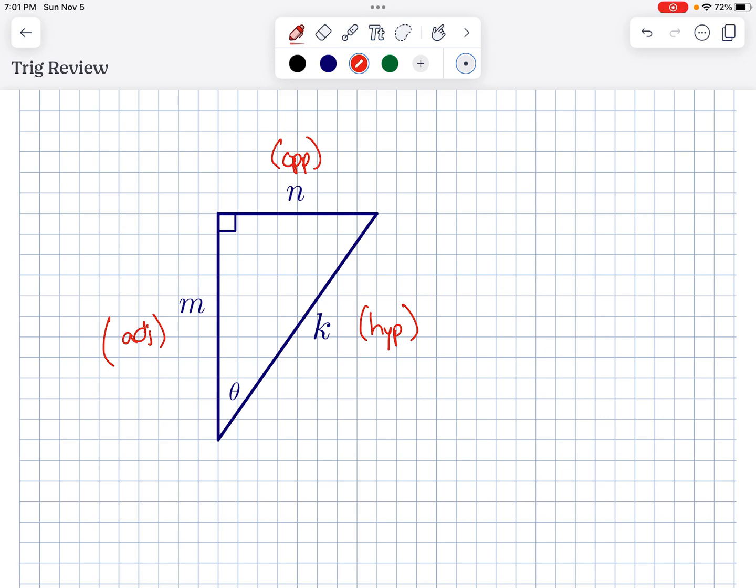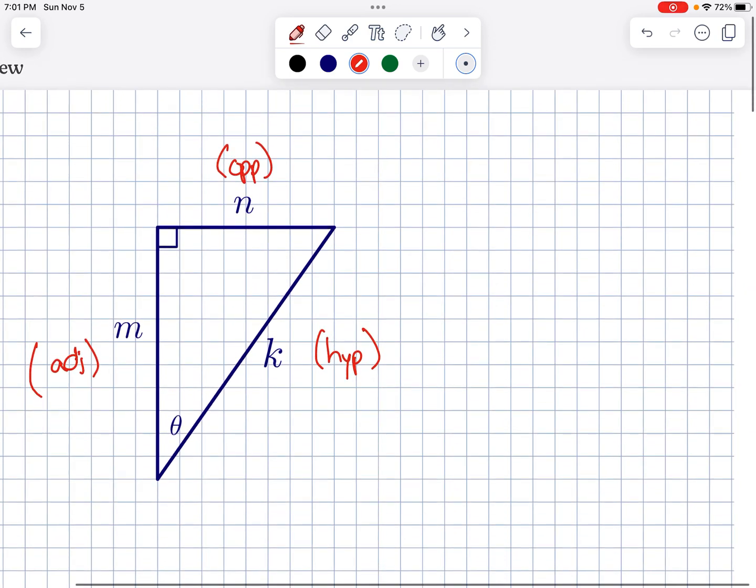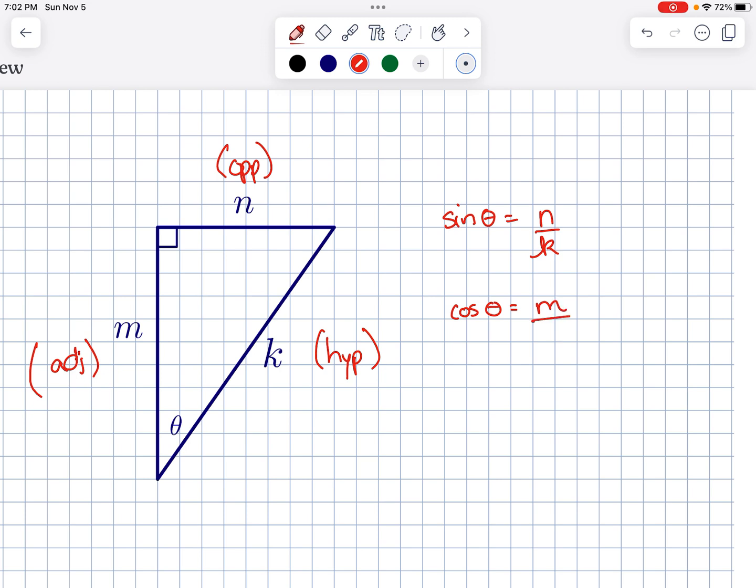So when we apply the trig function sine, the sine of an angle is the ratio of the opposite side divided by the hypotenuse. So for this triangle, the opposite side is n, and the hypotenuse is k. So the ratio of n to k would be the sine of theta. The cosine of theta is the adjacent side, in this case that is m, and we divide that by the hypotenuse, which is k.